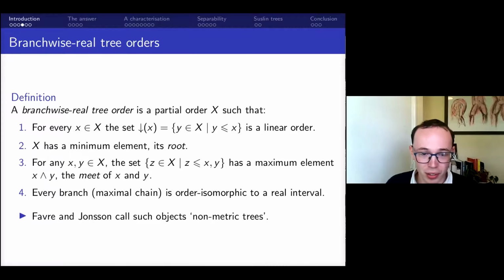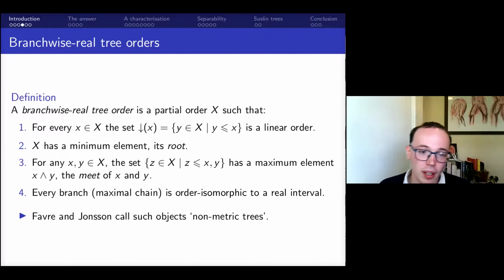So the main object of study, which we're going to be looking at throughout the presentation, is the notion of a branchwise-real tree order. So a branchwise-real tree order is a partial order subject to the following four conditions. The first one says that for any x, the set of predecessors, which I'm going to call the down set, is linearly ordered by the partial order relation. The second condition is that X has a minimal element, a root, which lies below everything. Okay, so these two conditions correspond to our intuition that a tree should be something that is connected and without cycles.